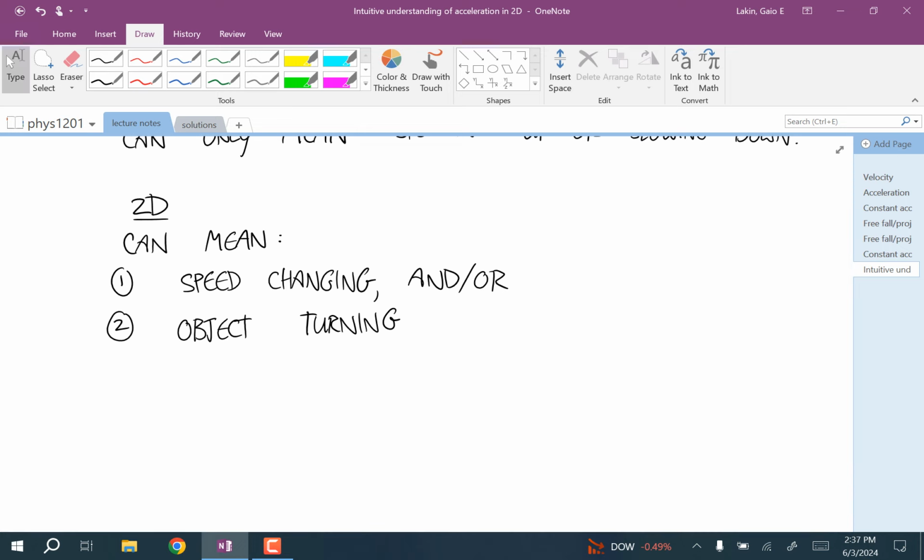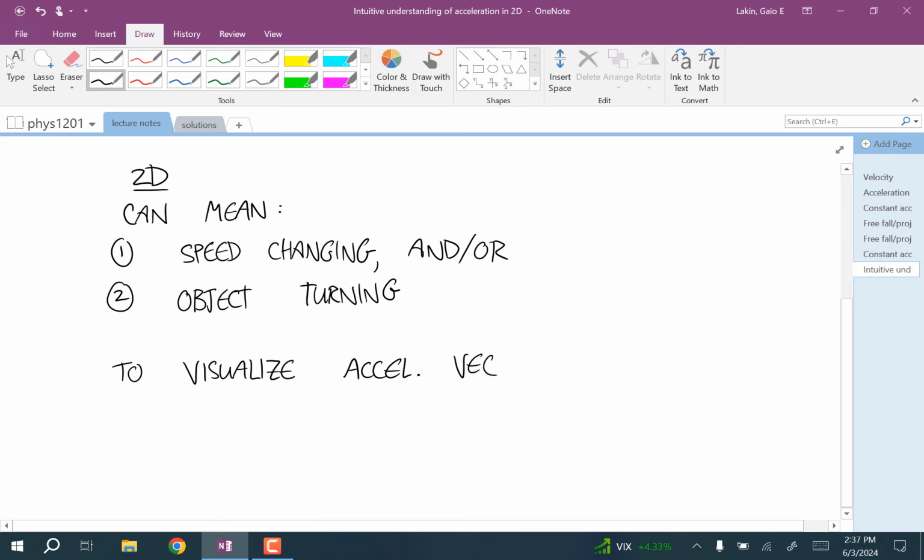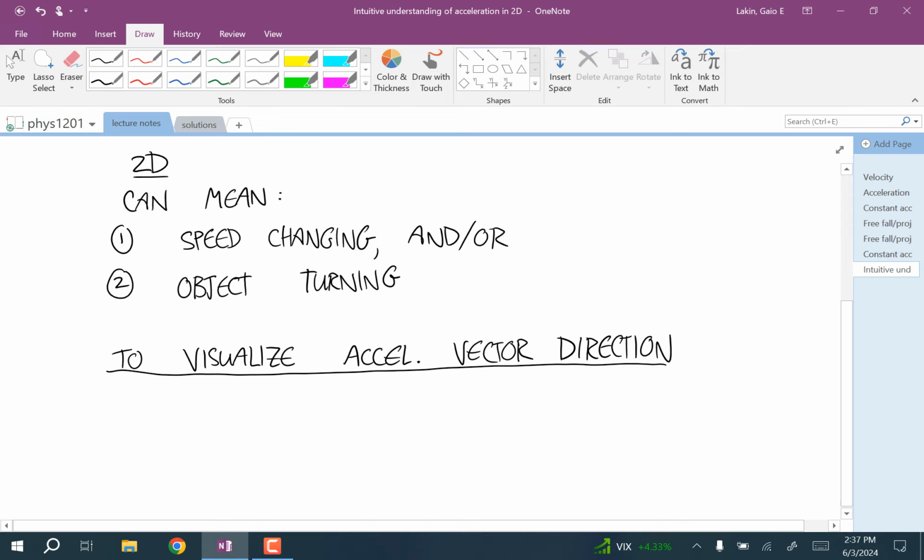And so to visualize the direction of acceleration in 2D is a little tricky without some sort of new tools. So I'm going to give you an approach to thinking about the direction of an acceleration. In order to visualize the acceleration vector, and we're only going to be talking about the direction of the acceleration vector here, this is still something that's very useful, I think.